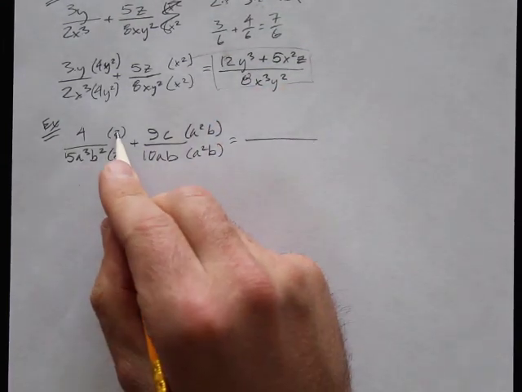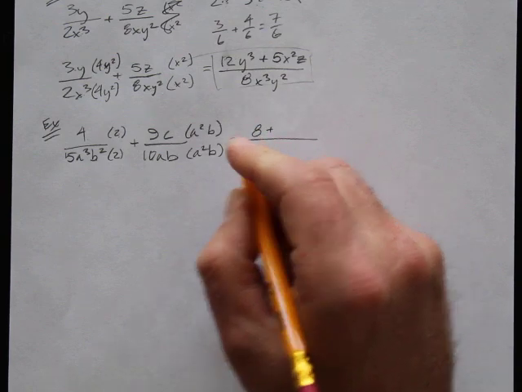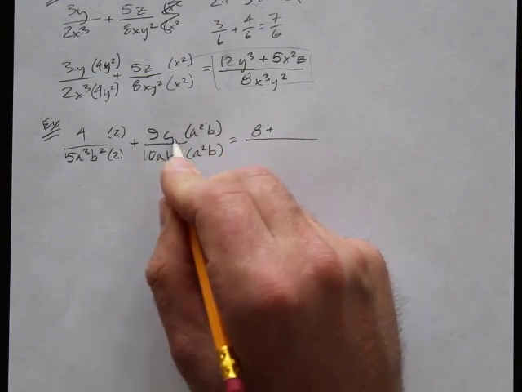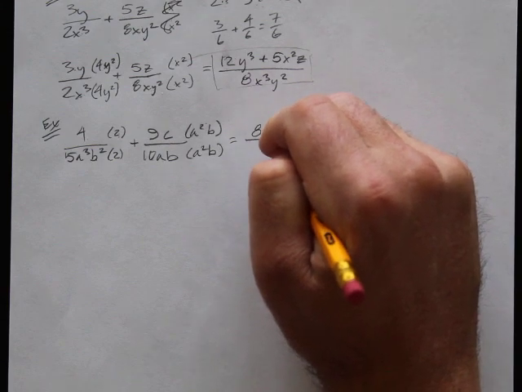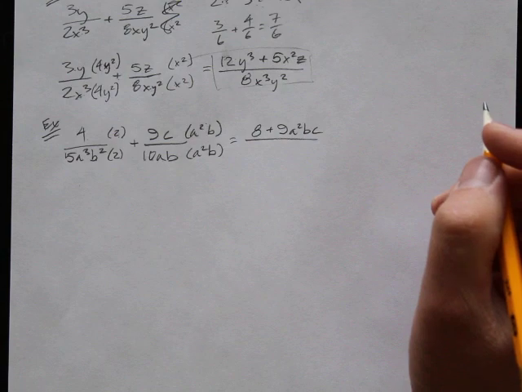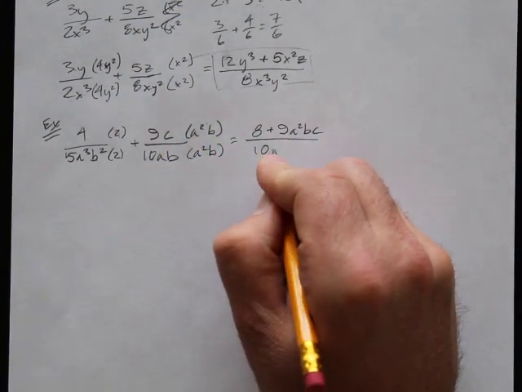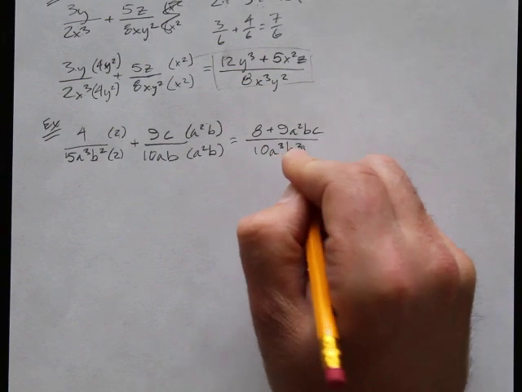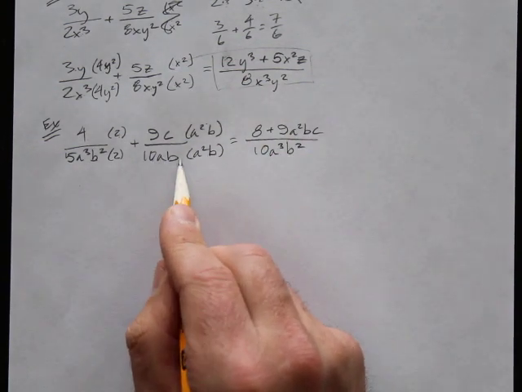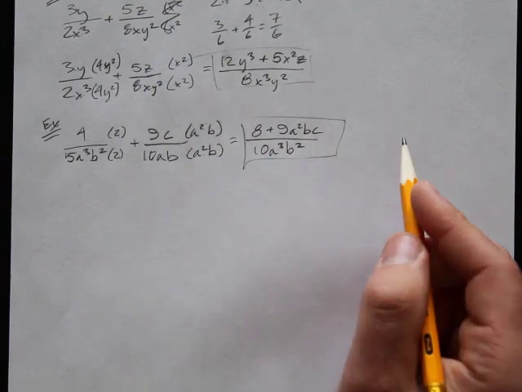All right, so now I've got 4 times 2 is 8, plus 9a squared b, and then I've got that c there, 9a squared bc, all over 10a cubed b squared. So that's 10a cubed b squared, and that's my answer.